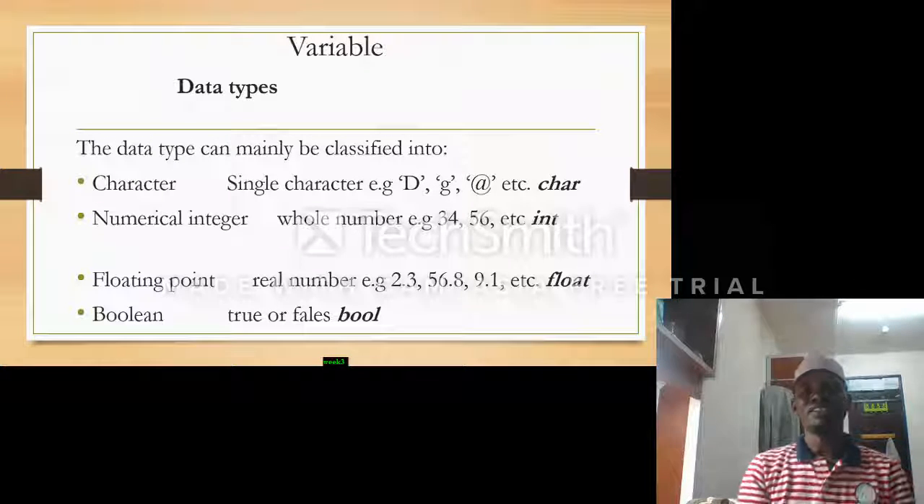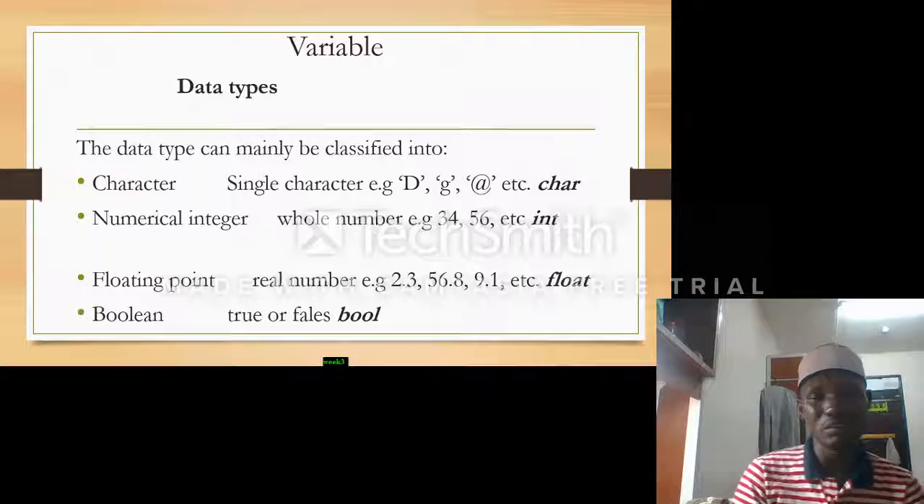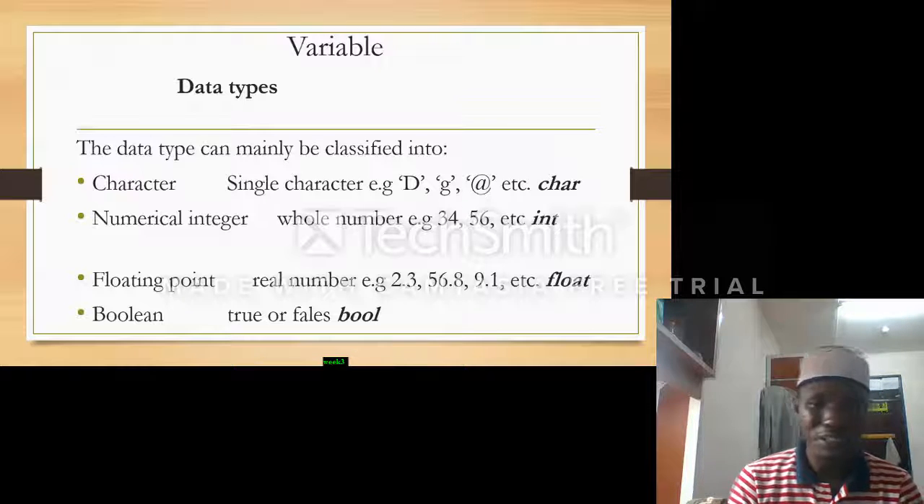Then the next one is the floating point. With floating point, you are referring to the real numbers, the decimal numbers, like your CGPA. It can be 2.3, 56.8, 9.1, and things like that. If you say a CGPA, it should not be more than 5 or 4, depending on the CGPA scale. And how it is represented in C++ is float.